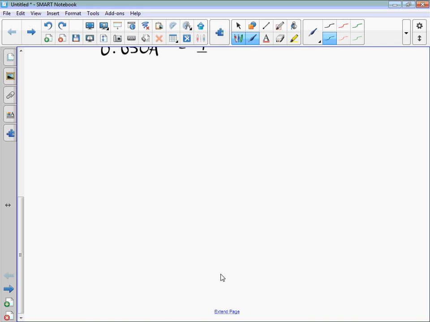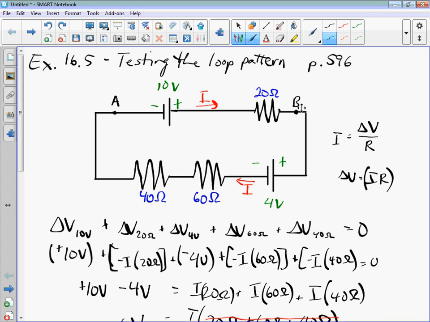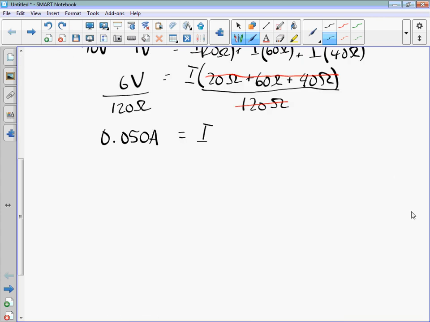So from point A to point B in the clockwise direction, so just going from A straight shot to B, it's going to look like this. The change in voltage from point A to point B has to be equal to the change in voltage across that 10 volt battery plus the change in voltage across that 20 ohm resistor. The change in voltage across that battery was just positive 10 volts, in the direction that the battery is pushing it.